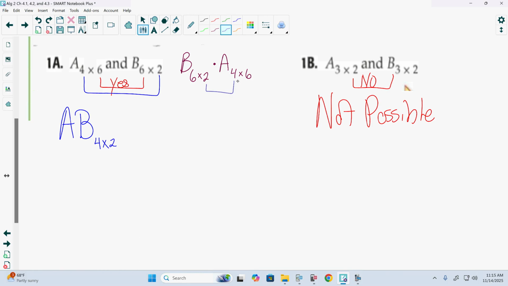Columns of the first has to match the rows of the second, yes? Columns of the first is 2, rows of the second is... do those match? No, so this here is not possible. So the interesting thing with matrix multiplication is that order matters. It's one of the few places where multiplication does not work in either order. Order matters with multiplication.